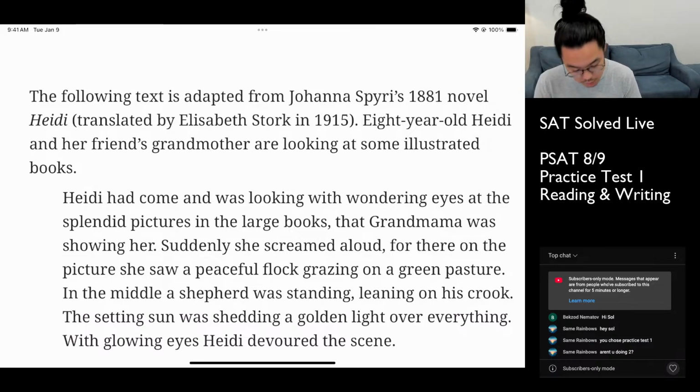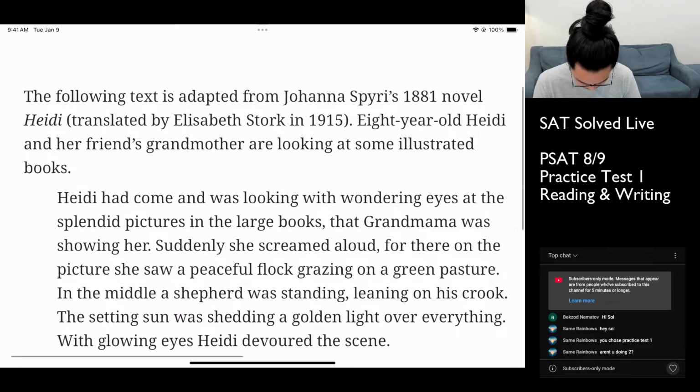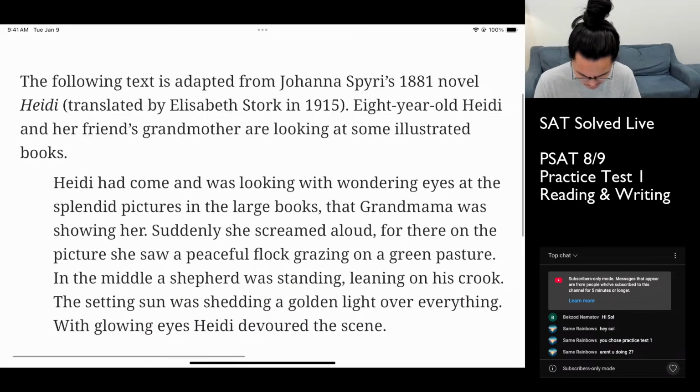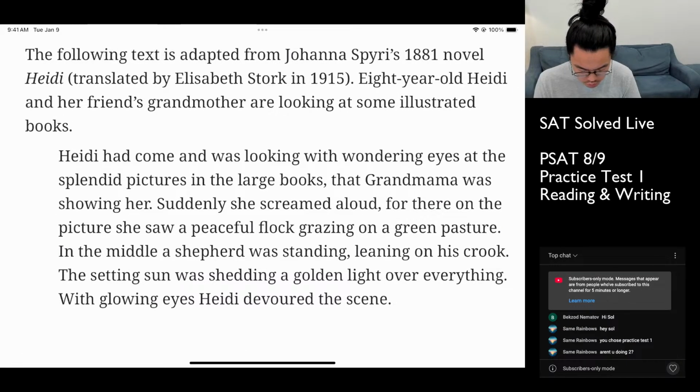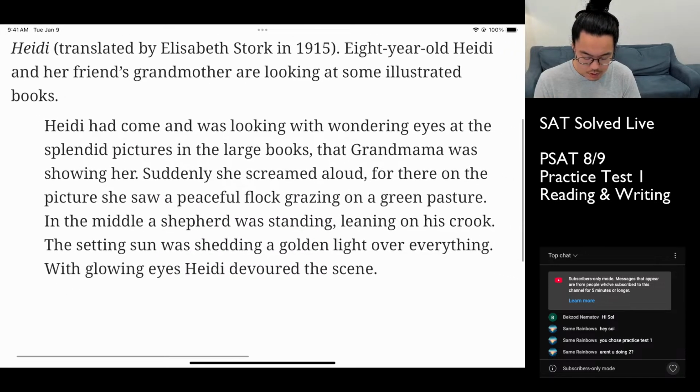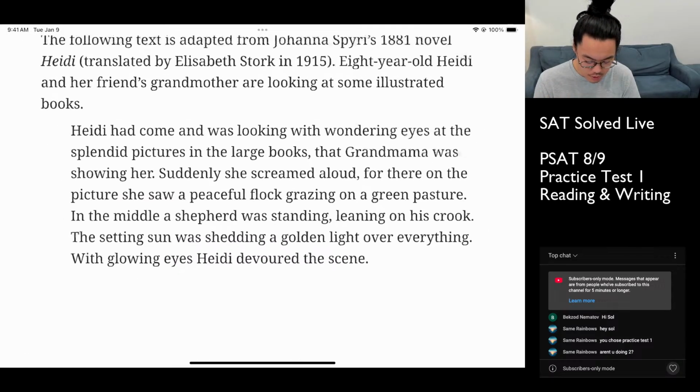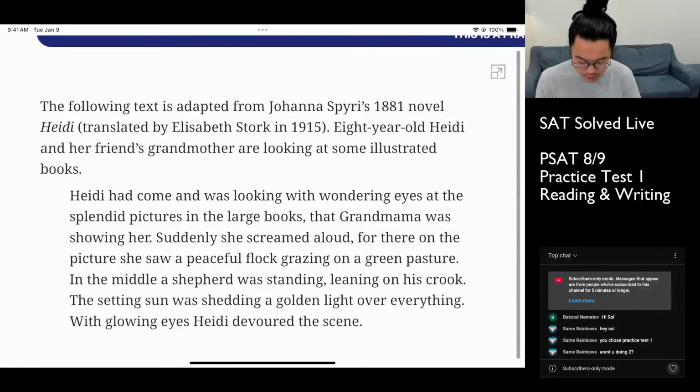That's what happens. Next, Johanna Spyri, 1881. Heidi. Oh, I think I've seen this passage before. I have seen this passage before. 8-year-old are looking at some illustrated books. Wondering eyes, splendid pictures. Grandmama showing her. Screamed aloud, for there on the picture she saw a peaceful flock grazing on a green pasture. In the middle, a shepherd was standing. The setting sun was shedding a golden light. Devoured the scene. Main idea: Heidi is excited and absorbed by this one scene in this book.